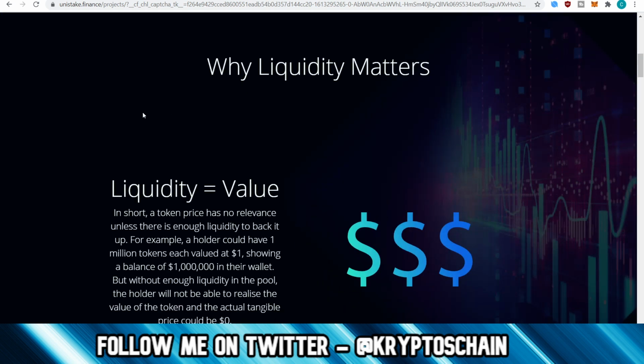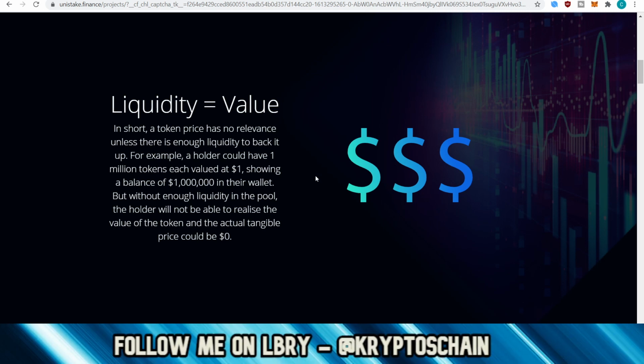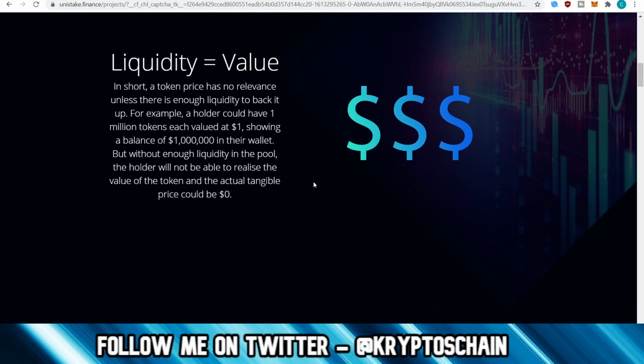Now, the next thing I want to talk about here is in relation to the projects. So how will it actually work for the project? Well, in short, the token price has no relevance unless there is enough liquidity to back it up. For example, a holder could have 1 million tokens, each valued at $1, showing a balance of 1 million in their wallet, but without enough liquidity in the pool, the holder will not be able to realize the value of the token and the actual tangible price could be zero.